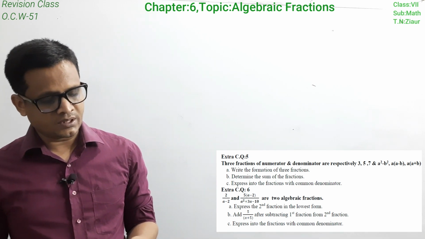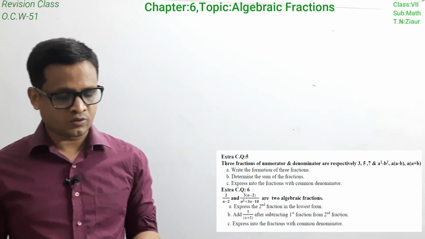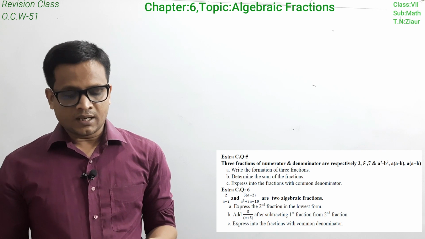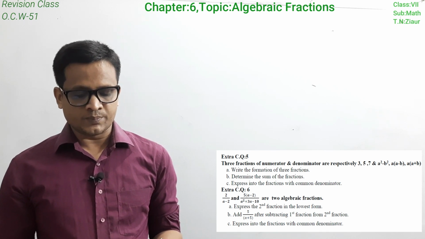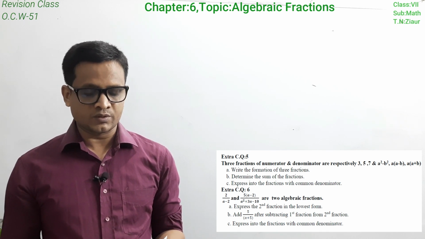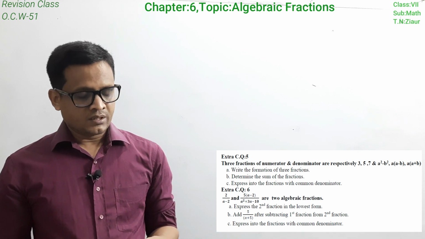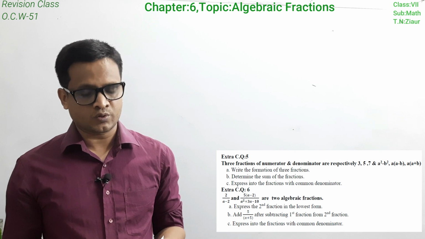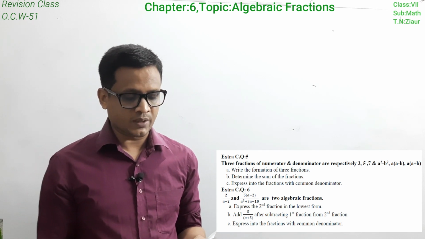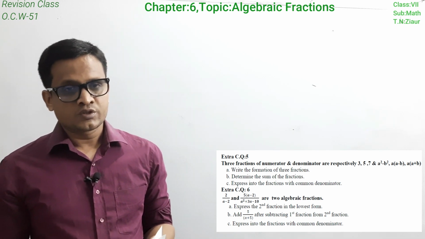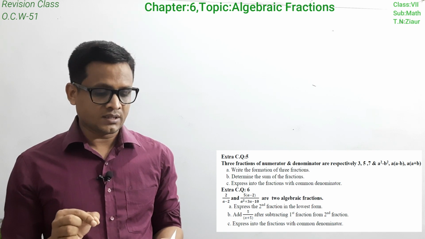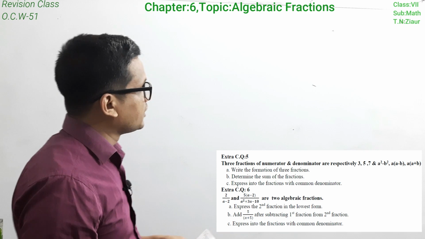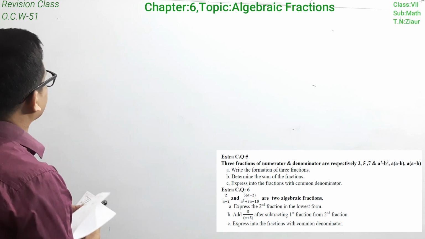Okay students, here you can see the given problem. The numerators of three fractions are respectively 3, 5, 7, and the denominators are a square minus b square, a into a minus b and a into a plus b respectively. First we have to write the formation of the three fractions. So how do we write this one? Now let's solve this problem.